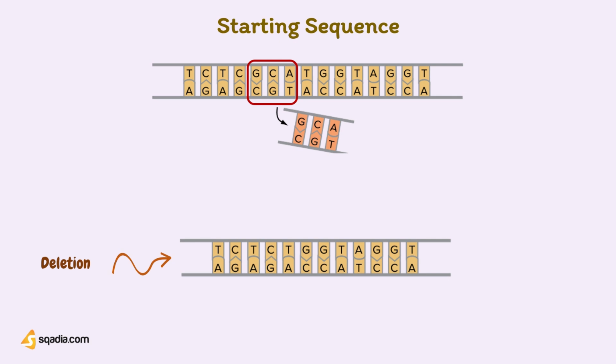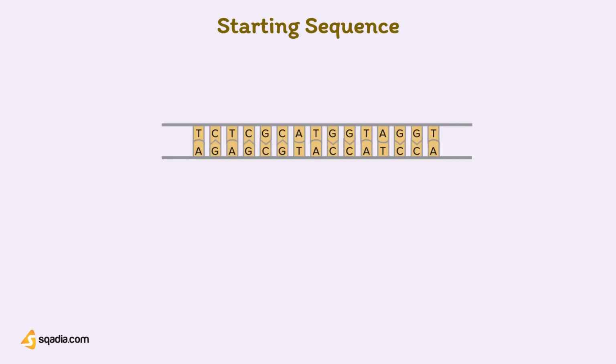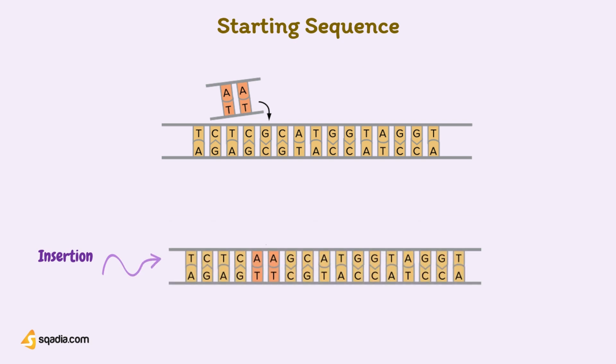So, this is deletion. And now the new sequence is different from the starting sequence due to deletion of 3 pairs of nucleotides. Last is an insertion. Insertion is just the reverse of deletion. It is the addition of one or more nucleotide pairs. This is the starting sequence. If 2 pairs of nucleotides are added at positions 5 and 6, the insertion occurs, and there will be a new mutated sequence.